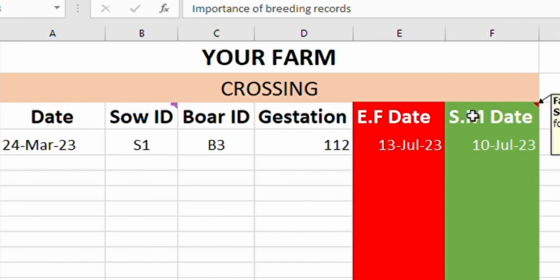And then the SM is the start monitoring date. So I start monitoring my pig 3 days before the expected day. So on the 10th of July, I start monitoring it. And with that monitoring, it means I have to be there on the farm to check to see that all things are going on well.